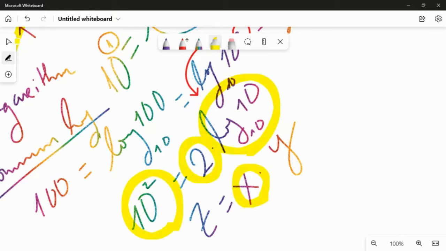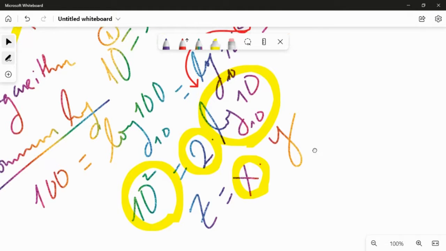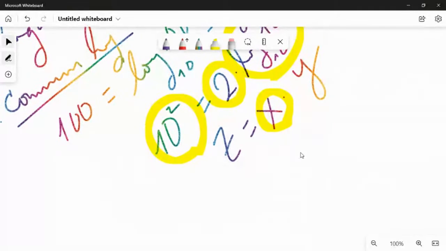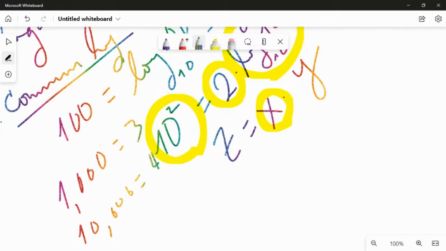But also let's think about other cases. We know 100 is then like that. What about 1,000? 1,000 this way will be 3, right? And then 10,000 will be 4, and so on. Even 1 million will be 6 because it's the exponent.